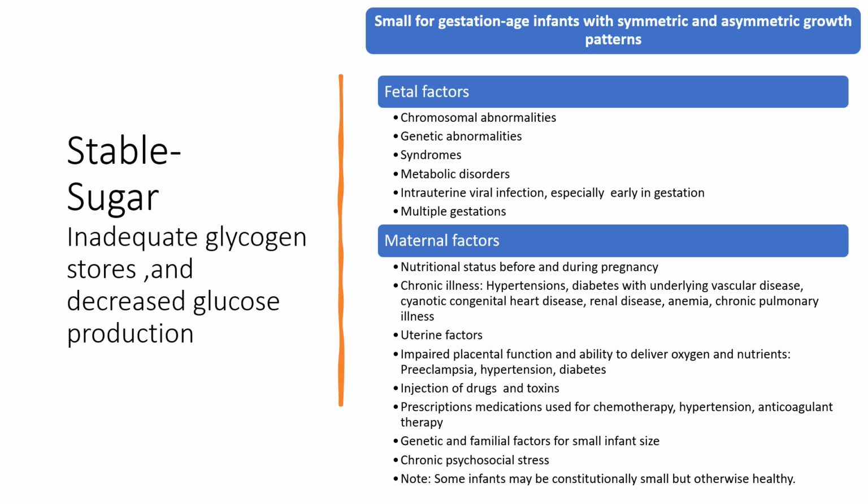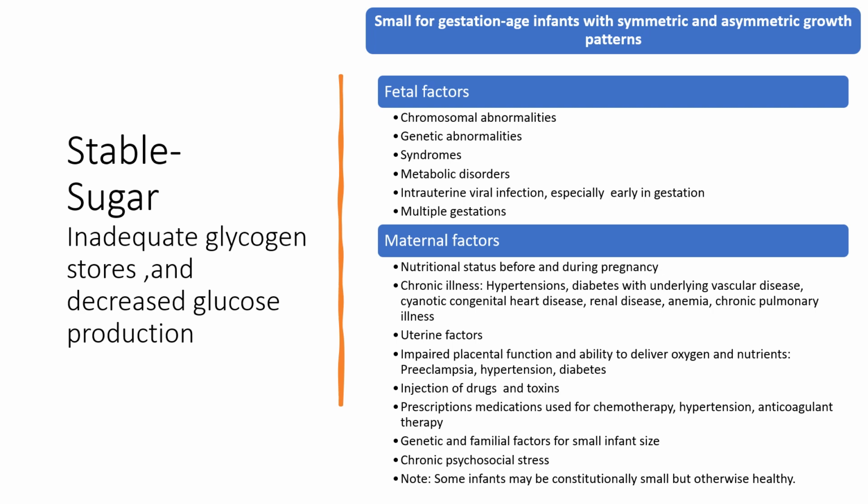Some of the fetal factors that can cause this: chromosomal abnormalities. They can just have issues that cause this, to include chromosomal and genetic. They can have certain syndromes, metabolic disorders, and uterine viral infection, especially early in gestation, or multiple gestational births. Twins, things like that. Twins are almost always smaller at birth. I haven't dealt with anything more than that. But the more babies there are inside, usually the smaller they all are. That's why Octomom, if you guys remember that back in the day, her babies were all in the NICU for a long time and they were tiny.